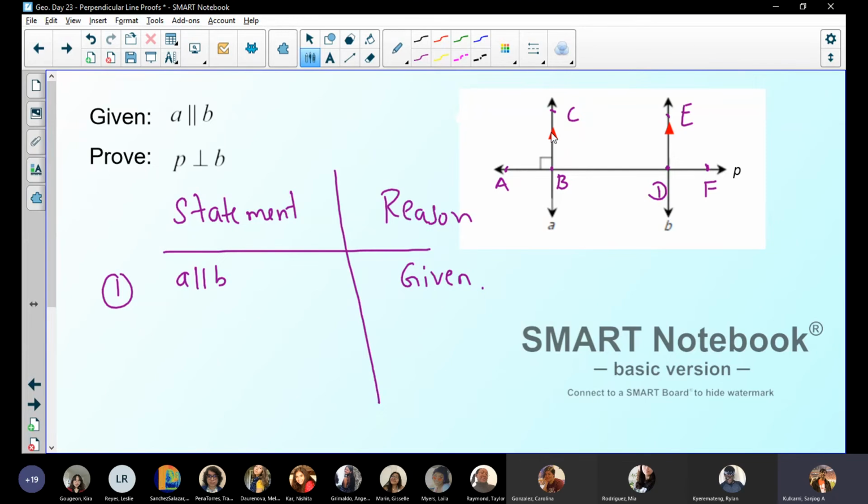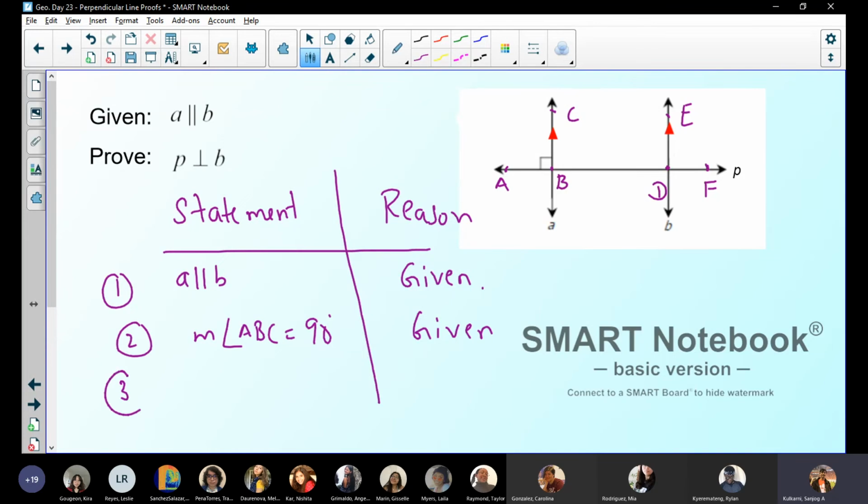Observe here, if these two lines are parallel and this is a transversal, if this is a right angle, then this also will be a right angle by the corresponding angle postulate. Actually, from the figure, or you can mention that also as given, the measure of angle ABC equals 90 degrees, which is also given.